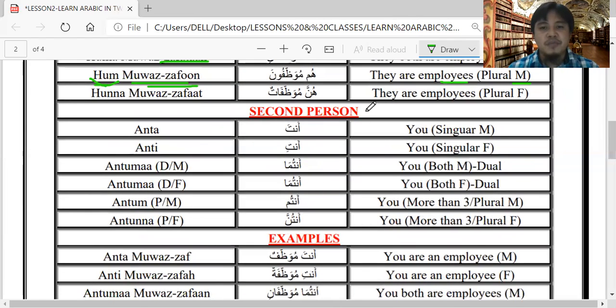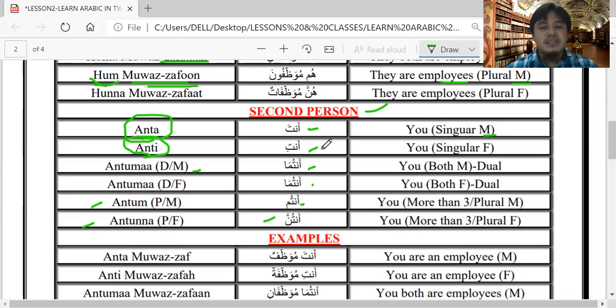How about the second person? So proceeding to the second person, as you can see here, we have anta, anti, antuma, antum, and antunna. You can follow the transliteration. Second person, we are talking about the one who is receiving our message, like the one I am talking to. If I am explaining to you, you are the second person listening to me. So for second person singular male, I will say anta.